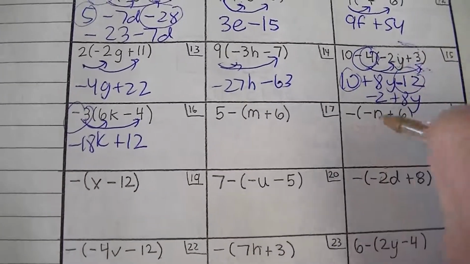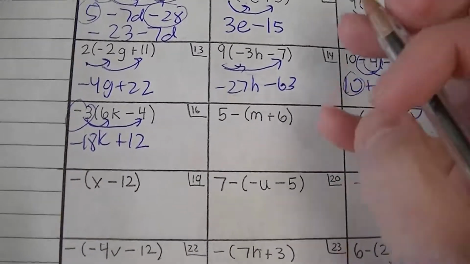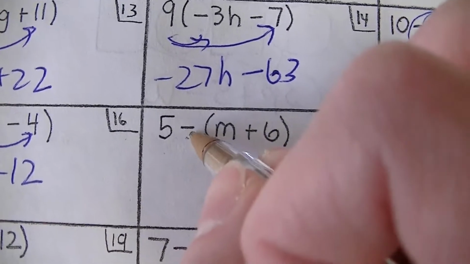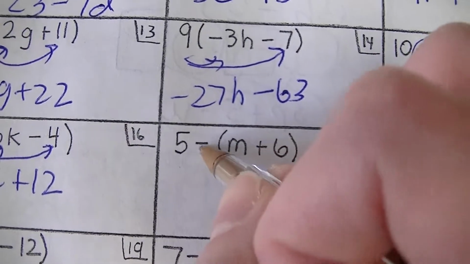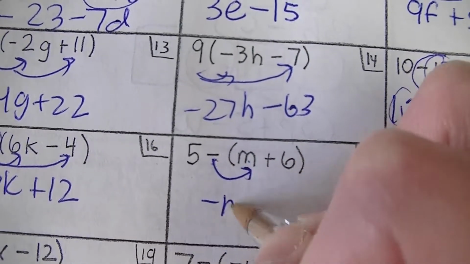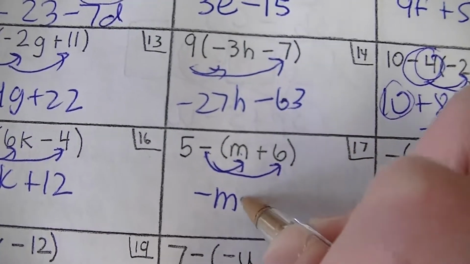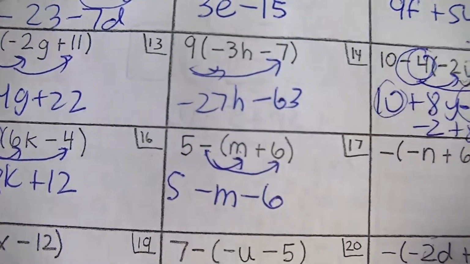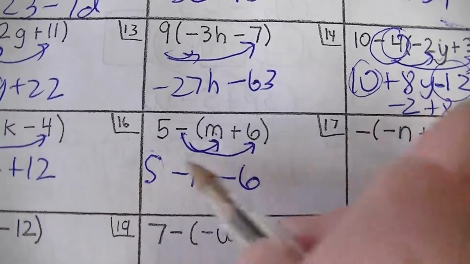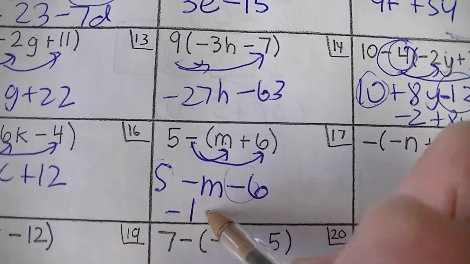Okay, this is another one I hope you select to bring down there, because this one looks challenging. It says 5 minus this. Well, you need to distribute that negative through. So negative times a positive m is negative m. A negative times a positive 6 is a negative 6. Bring down the 5. 5 minus 6 is negative 1, then minus m.